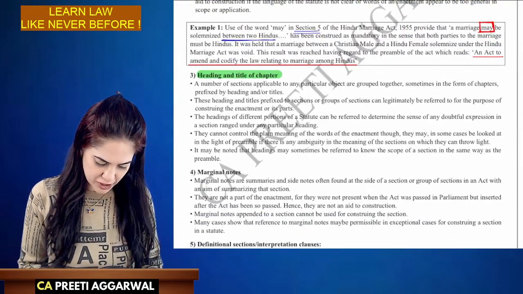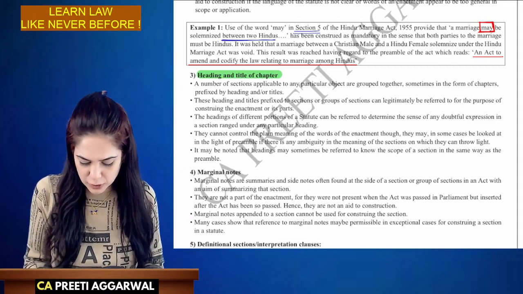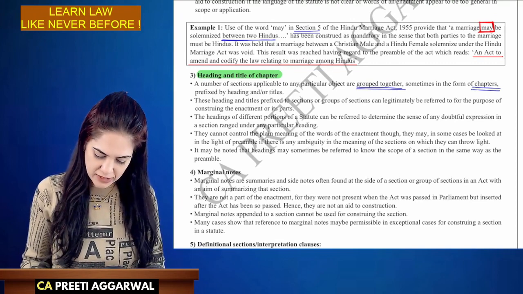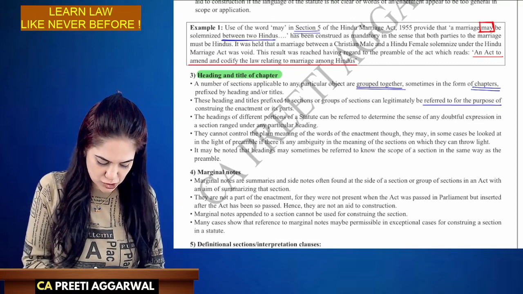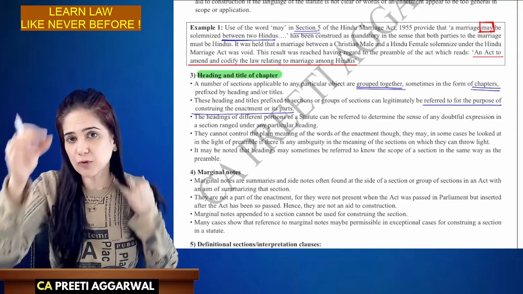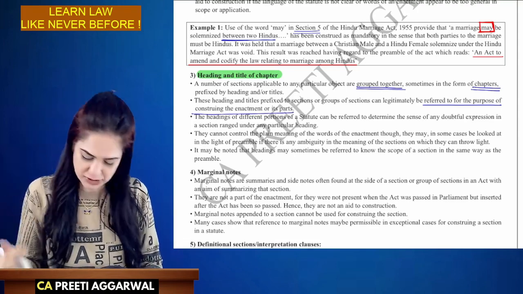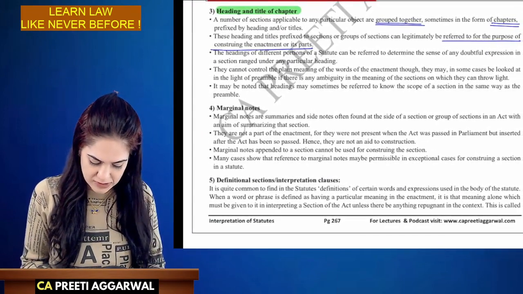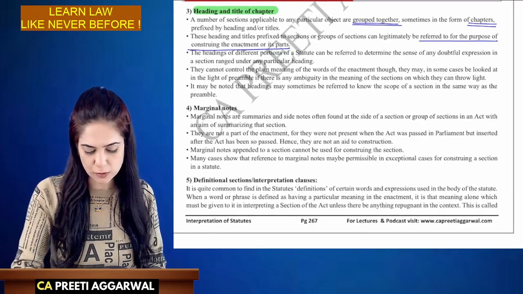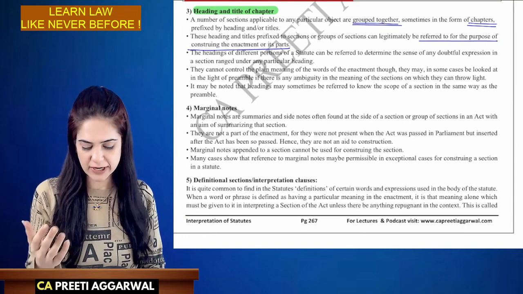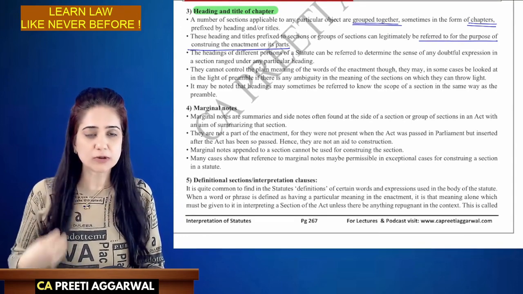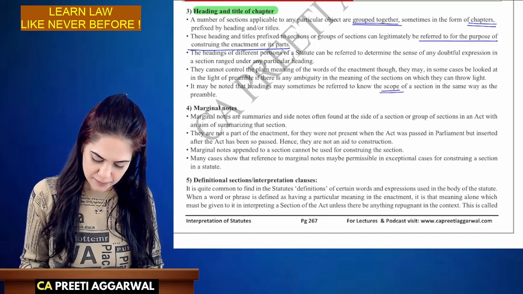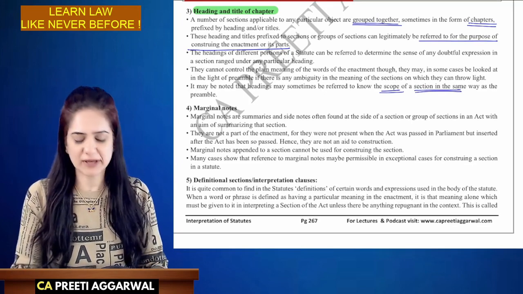Heading and title of the chapter. A number of sections are grouped together. They form chapters. The heading and title can be referred to for the purpose of construing the enactment. So the title will tell you what the enactment is about, what the sections are about. The headings may sometimes be referred to know the scope. Sometimes we refer to the heading to know what is covered in that section, although they don't explain the section. But yes, they will help us to understand the scope of the section in the same way as preamble.